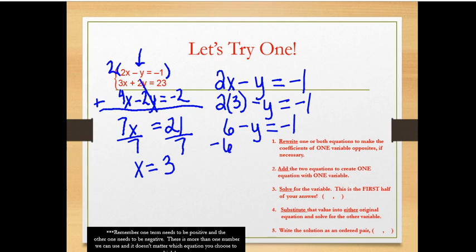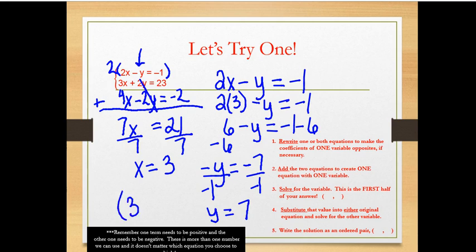We'll need to subtract 6 from both sides. So we'll have negative y equals negative 7. We don't want negative y, we want positive y as our answer. So we'll just divide by negative 1, or you can just know that you change the sign of both sides. So y would equal 7. So our solution is x is 3, y is 7, and there it is written as an ordered pair.